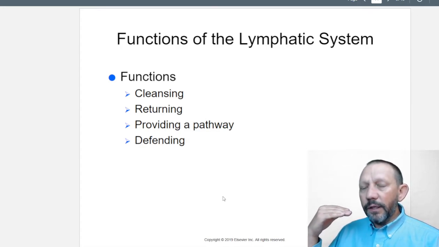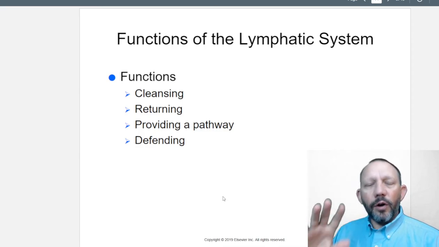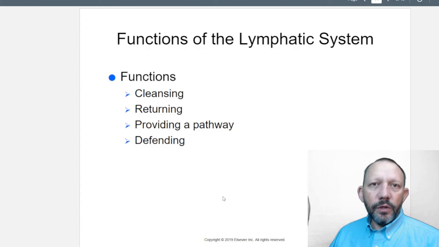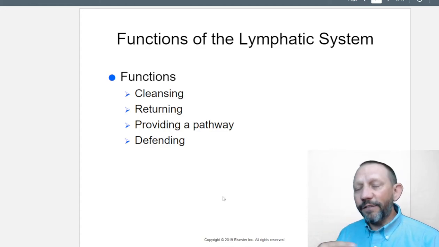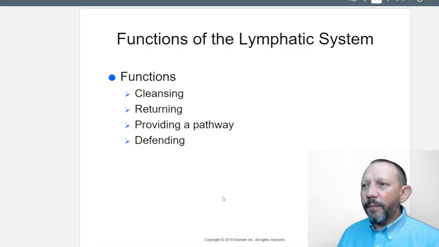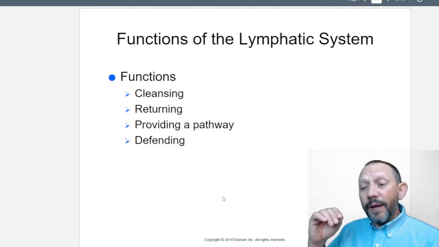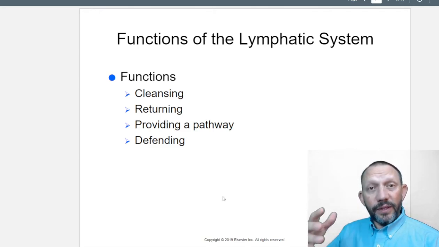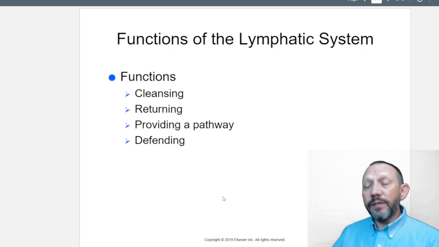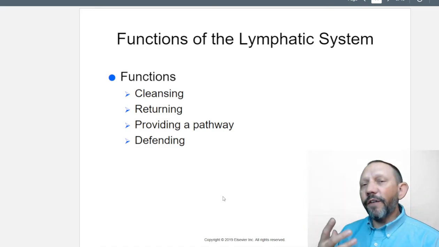It has a lot to do. Think of it as like a special roadway just for the garbage trucks and the cleanup crews of the world. So it helps you clean stuff up and get rid of things that you don't want in the other system. Returning, that's what I mean by returning. Providing a pathway, right? And defending, how does it defend? Well, it defends by having lymphocytes, which are white blood cells, in areas that you want to protect. So you protect like gateways. Everywhere that you have basically a major bend, like in the elbow and the armpit and the neck, you're going to find what are called lymph nodes.